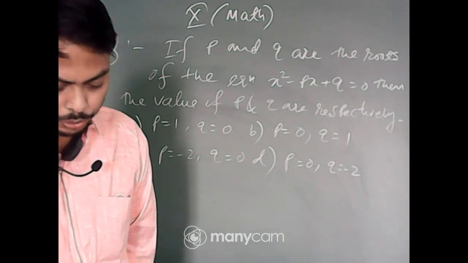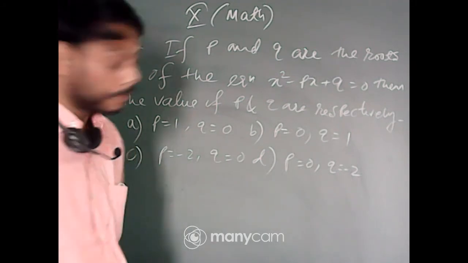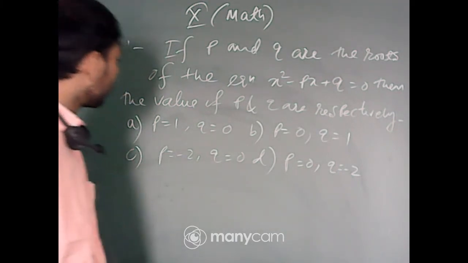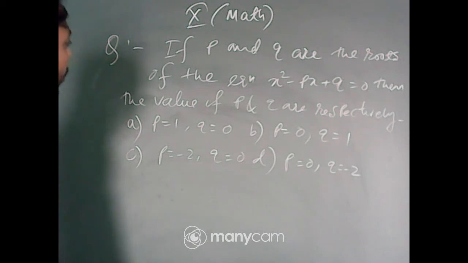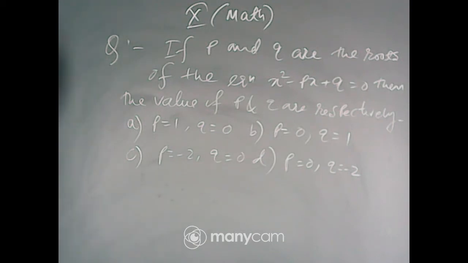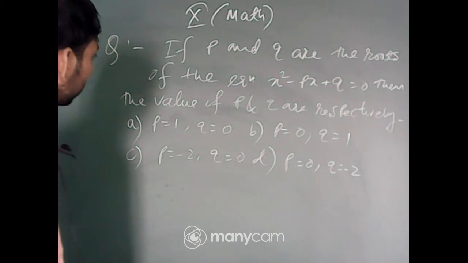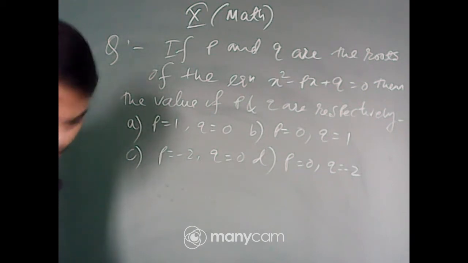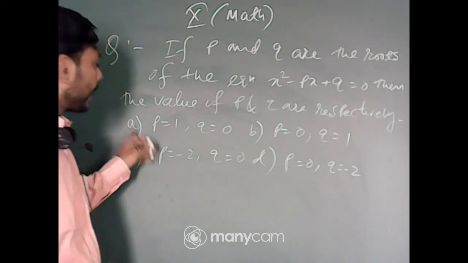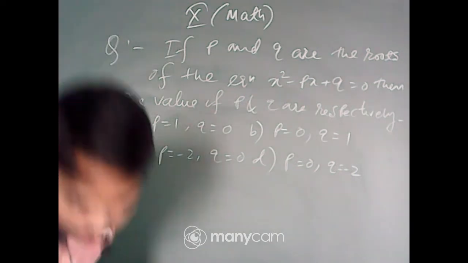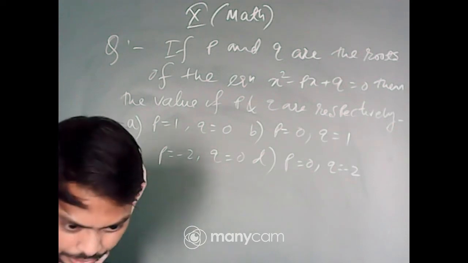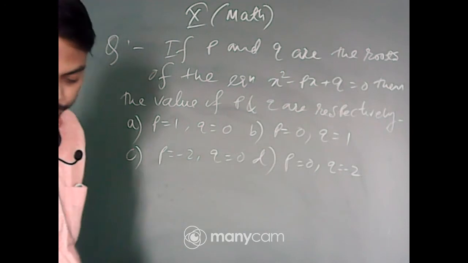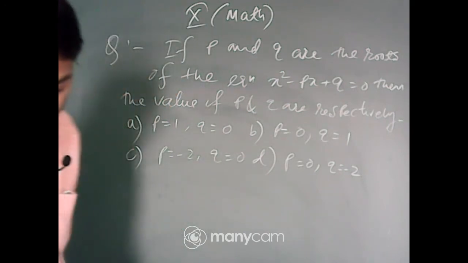P and q are the roots of the equation x square minus px plus q equals to 0. Then the values of p and q: p1 q0, p0 q1. Ishanur is saying q0 p1, that is option A. And Anindo says option B. Subhajyoti option B. B means p0 q1. Which one will be the answer?